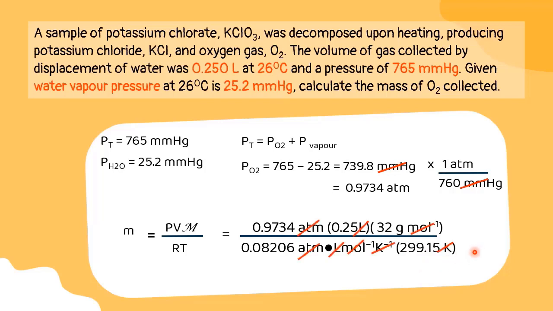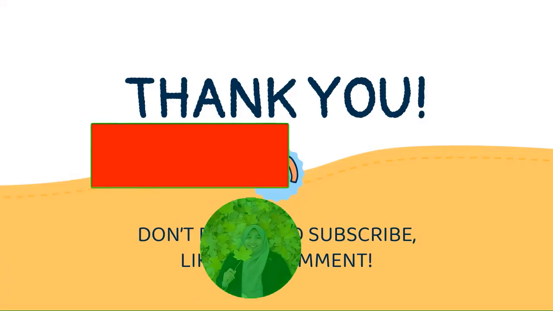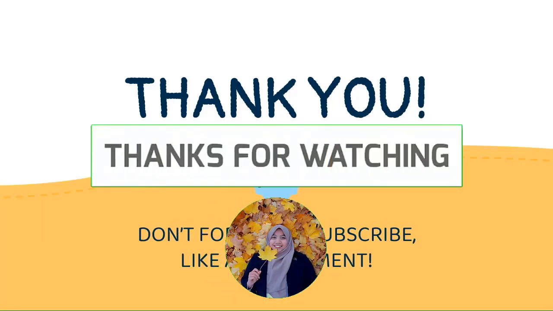Lastly, the mass of oxygen obtained is going to be 0.317 gram. That's all you need to know for Dalton's law of partial pressure. Thank you.